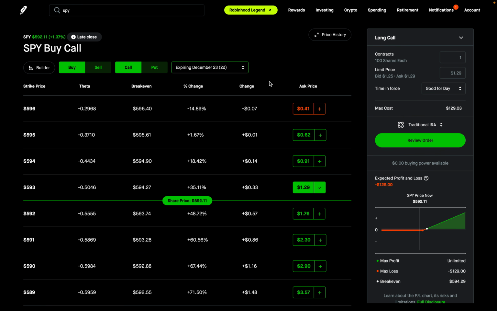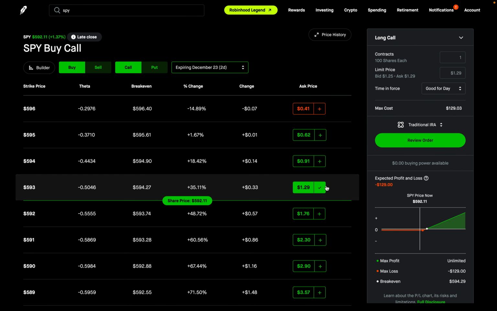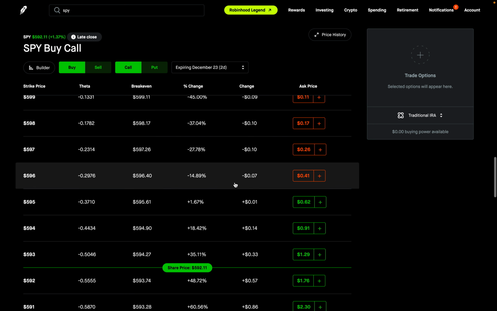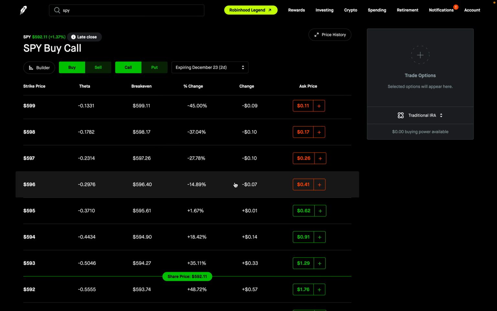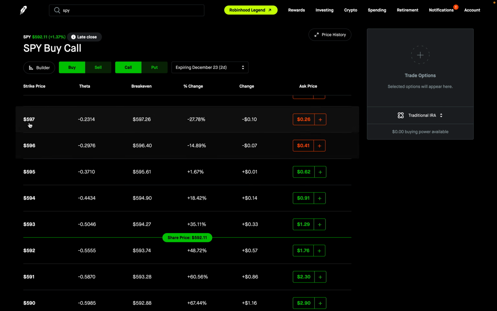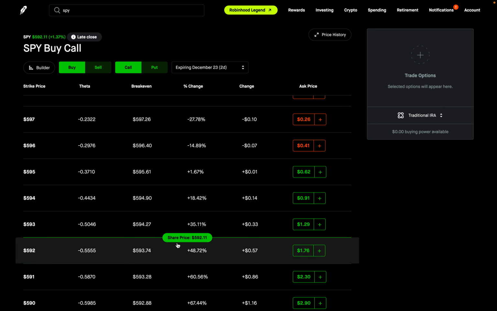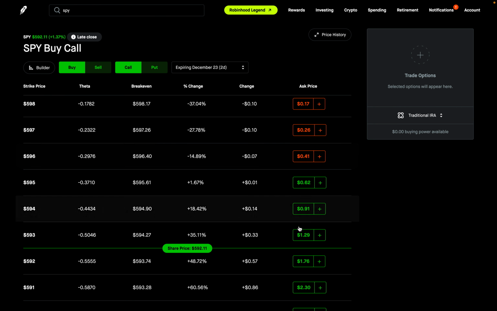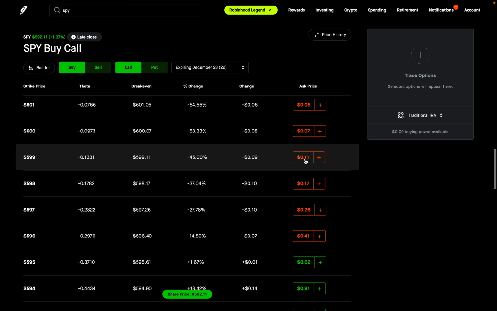Now for zero DTE options, the cheapest options are going to be the ones that are far out of the money. Remember, when it comes to buying options, the further out of the money you go, the cheaper the options are going to be. So remember, for call options, out of the money options are going to be options whose strike price is greater than the current share price. So all of these up here are out of the money. And again, notice the more out of the money we go, the cheaper they become.